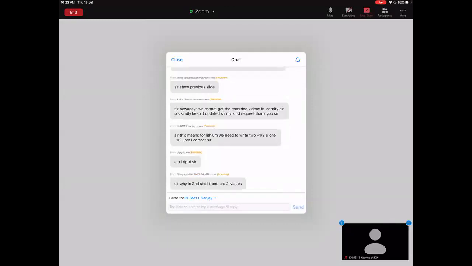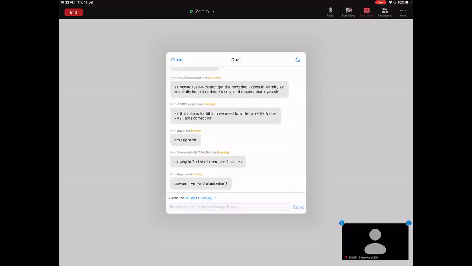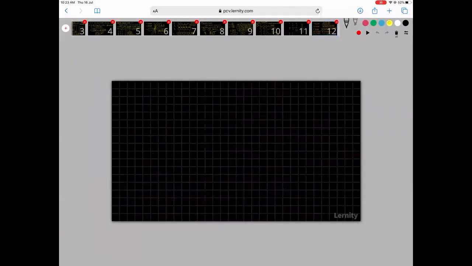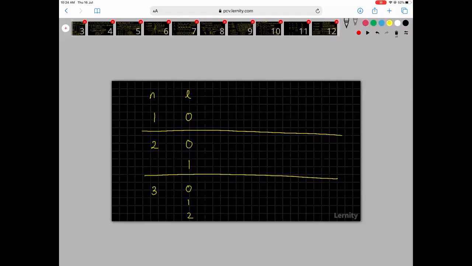Why in the second shell are there 2 l values? I explained to you in the very first case: if n is equal to 1, l value will be 0. If n is equal to 2, l will take values 0 and 1. If n is equal to 3, it is 0, 1 and 2. So this is what I explained to you first when we were writing the l value. You forgot.